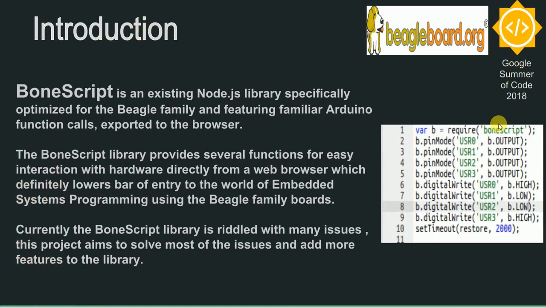BoneScript is a Node.js library for easy interaction with BeagleBone hardware directly from your web browser. BoneScript has Arduino-like functions like digital write, digital read, analog write, etc., thus making it easy for beginners to start with BeagleBone hardware. Currently, the BoneScript library is riddled with some unresolved issues reported at the GitHub repository of the library, whose link is provided in the description. This project aims to solve most of the reported issues and add more features to the library.